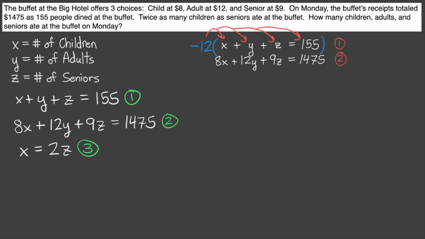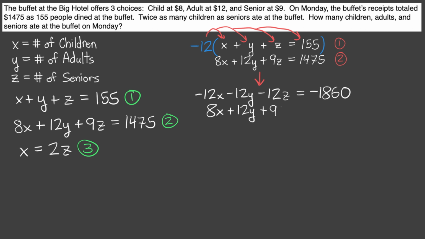All right, so if we do that, let's go ahead and rewrite both these equations down here. So we get negative 12x, negative 12y, negative 12z, and then negative 12 times 155 is negative 1860. And then I'm just going to rewrite the equation 2 right below it. All right, so now we can add both these equations up. Notice the y's cancel, which was the whole point.